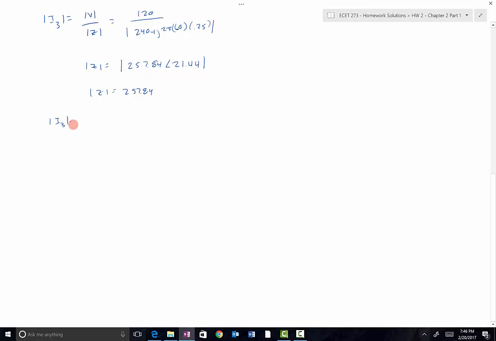So we can determine the magnitude of the I3 current. That's going to be 120 over 257.84, and that gives me a value of 0.465 amps is equal to I3. All right, to determine the power in the third branch, the real power is just going to be equal to the magnitude of I squared R. That's going to be 0.465 squared times 240 for the real portion of that circuit. That's going to be 51.894 watts.